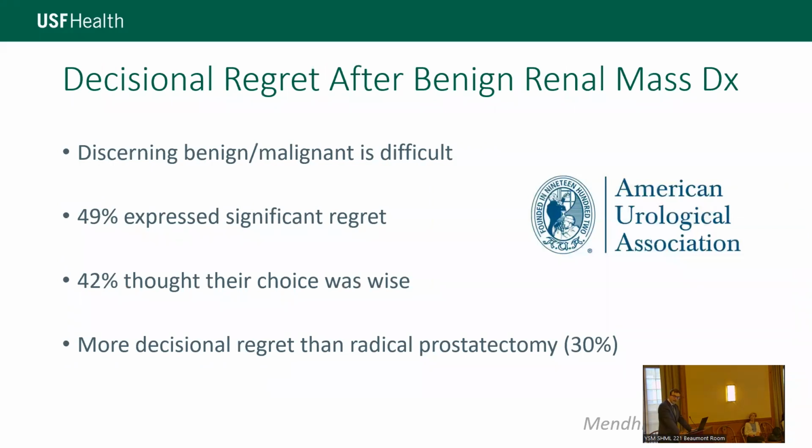And then the next study that was highlighted by the AUA about a year ago in a little announcement looked at decisional regret after diagnosis of a benign pathology from a small renal mass. And so the crux of the issue here is that with more and more imaging and better imaging, small renal masses, namely 3 to 4 centimeters and below, are being found more and more often, but it's still very difficult to discern benign versus malignant, with as many as 10 to 30% of patients that undergo partial nephrectomy for these small renal masses coming back with benign pathology.